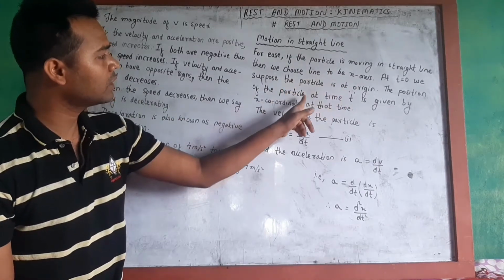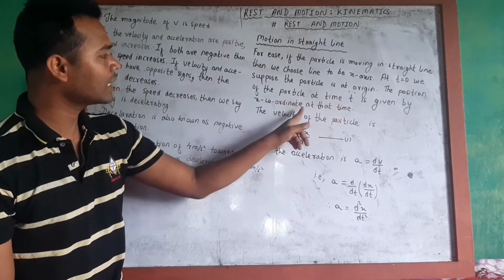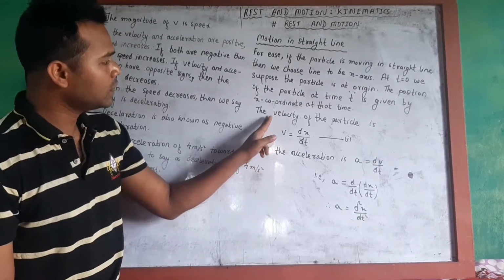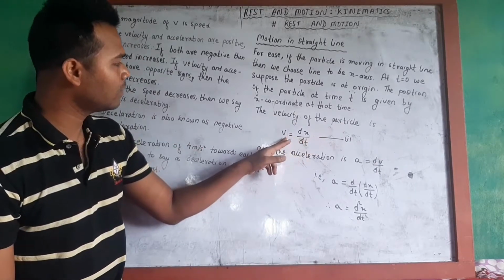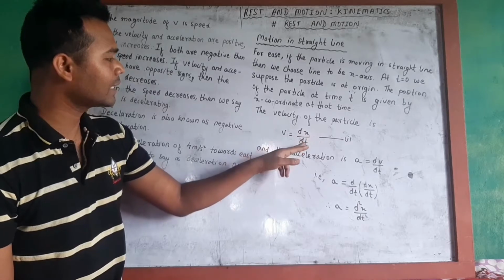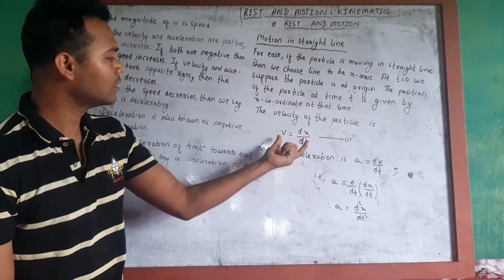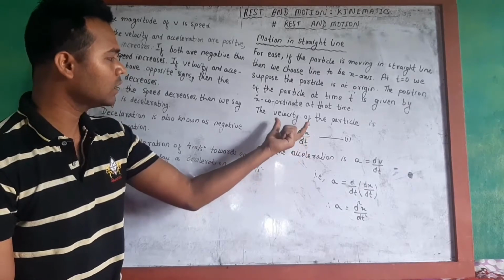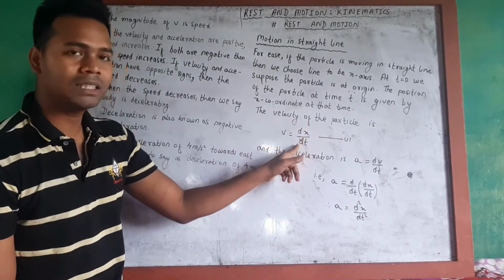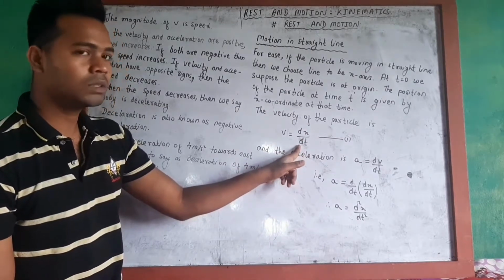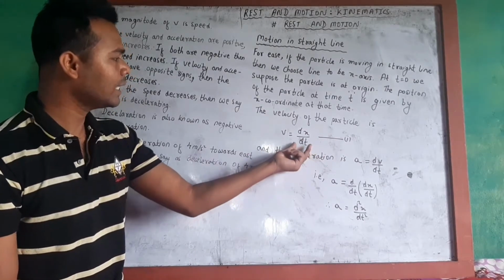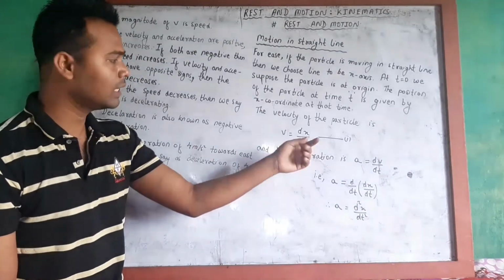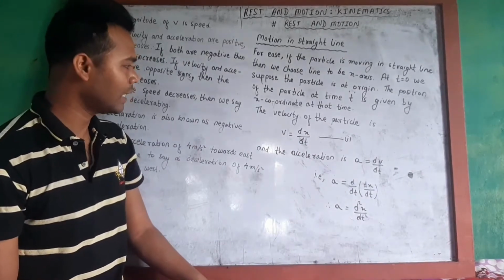The position of the particle at time t is given by the x coordinate at that time. The velocity of the particle is given by v equals dx by dt. Here v equals dx by dt gives the magnitude of the velocity. If the sign of dx by dt is positive, then the velocity is along the x-axis, and if the sign of dx by dt is negative, then the velocity of the particle is in the negative x direction.